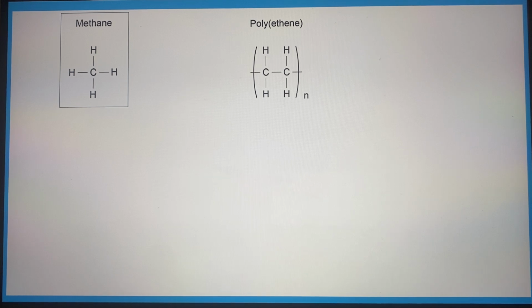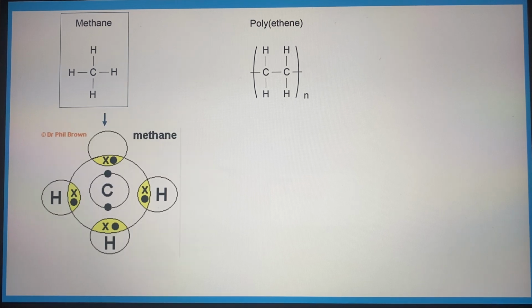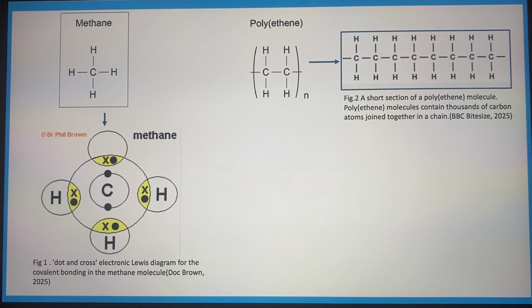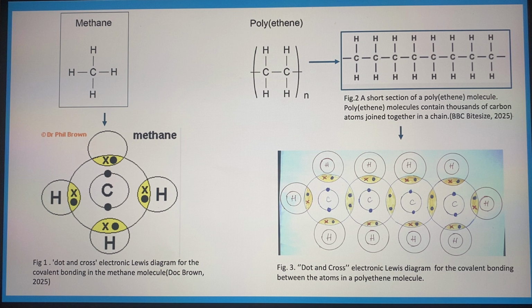Let's have a look in more detail at methane and polyethene structure to understand the bond strength and energy. Methane is a small, simple molecule with a tetrahedral shape. It consists of 1 carbon atom that forms 4 single covalent bonds with 4 hydrogen atoms. These covalent bonds are strong, ensuring the stability of the methane molecule. Polyethene is a large polymer composed of repeating ethene units linked into long chains. Each carbon atom in polyethene forms 2 single bonds with other carbon atoms and 2 single bonds with hydrogen atoms.